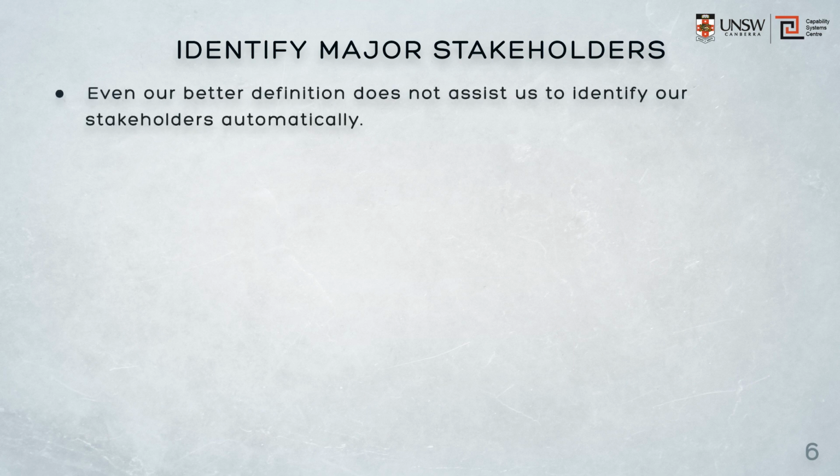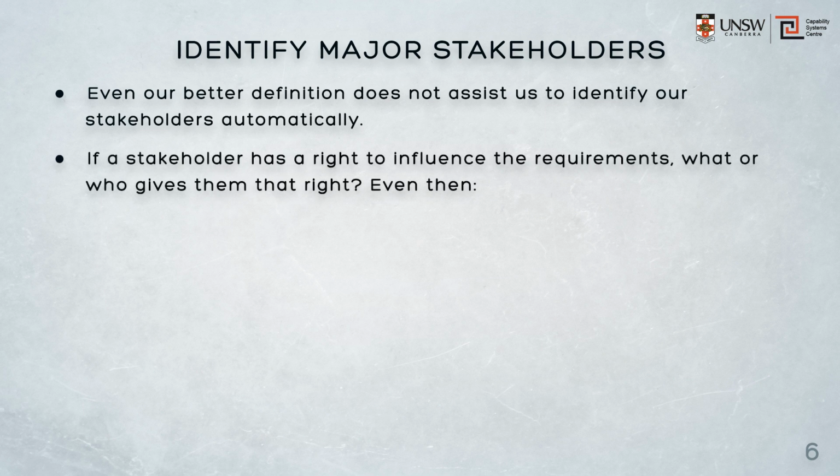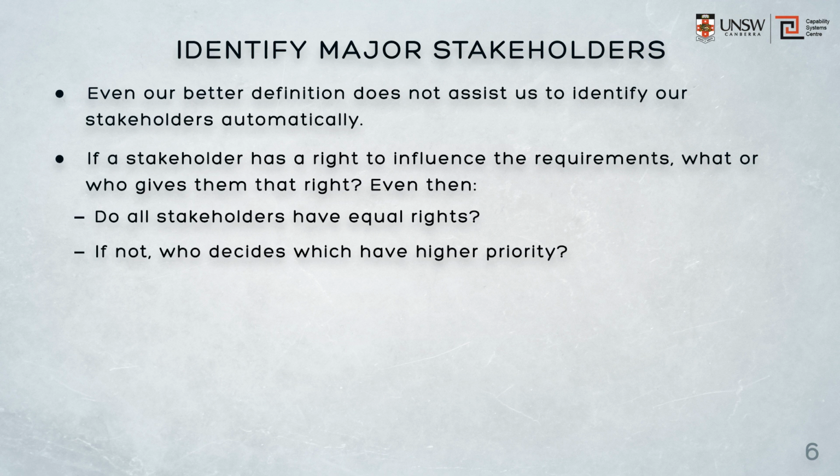Now, even our better definition doesn't assist in identifying who the stakeholders are automatically. If a stakeholder has a right to influence the requirements, we need to identify what or who gives them that right. Now, even then, as we discussed in the previous section, we need to examine candidate stakeholders more carefully. For example, do all stakeholders have equal rights? If not, who decides which should have higher priority? What do we do if stakeholders don't agree?